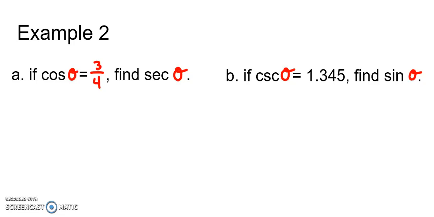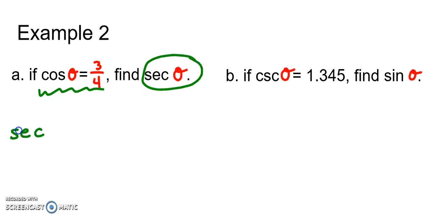Example 2. So now we get to use the reciprocal identities to help us find these different answers that we need. So the first one, A, is actually very simple and easy. So we said that cosine is this right here. And they want us to find our secant theta. So we know secant theta is the same thing as saying 1 over cosine theta.